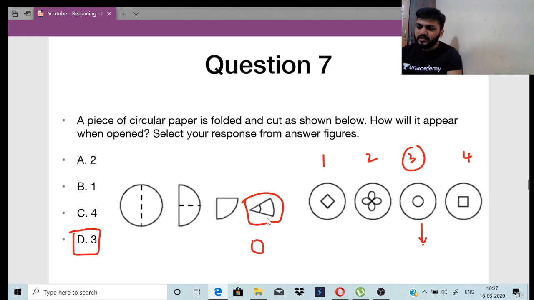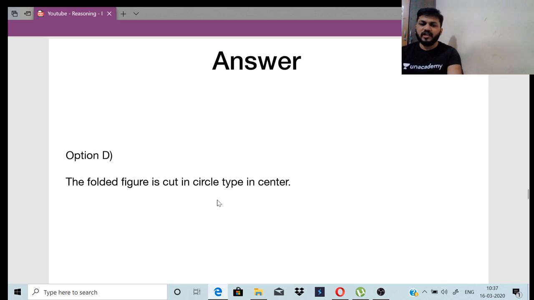See the last part, Subhajit. Last part ko dekho. So it is a quarter circle, right? So it will be like this. So it is not a flower, not a triangle, not a square, but it is a circle, right? It is number 3. Go by the options. Option D. The folded figure is cut in circle type in center, right?